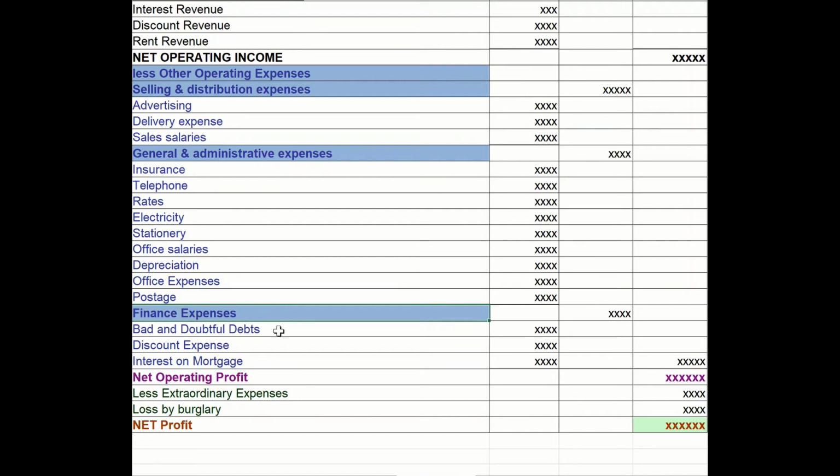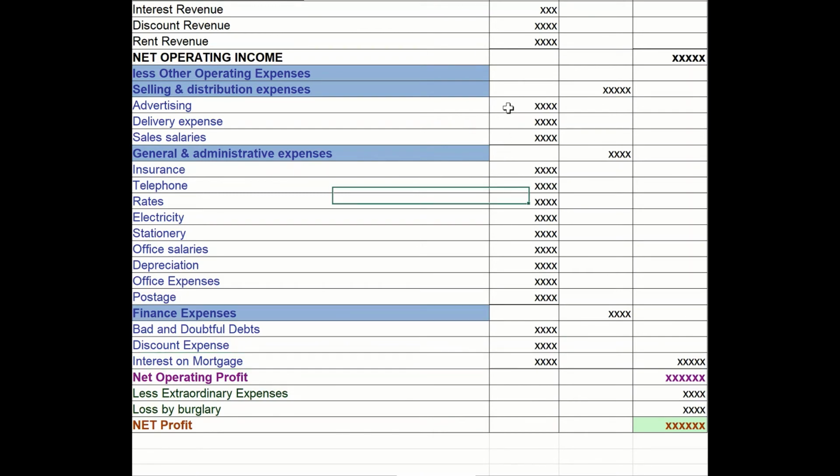And here you see bad and doubtful debts. So this business obviously sells on credit as well. And if debtors are written off, that will be part of finance. Also, if I allow discount for prompt payments, and if the business was started by borrowing money, in other words debt equity, the interest we pay will be part of the finance expenses.